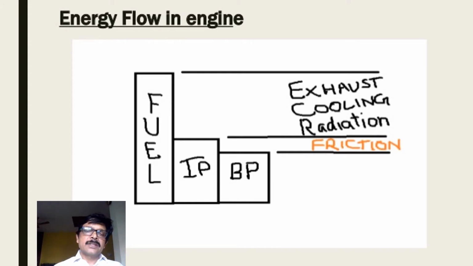Indicated power is the power developed inside the cylinder. Then another term is brake power. Brake power is always less than the indicated power because some amount of energy is wasted in overcoming the friction.